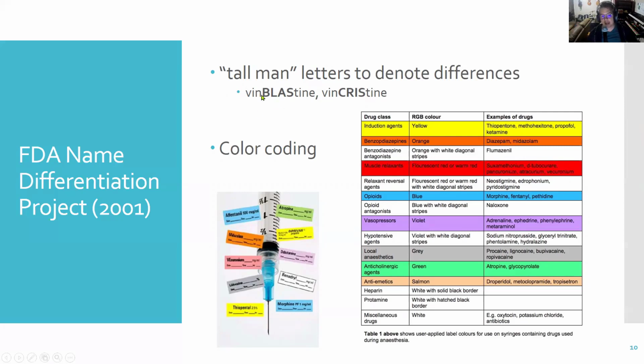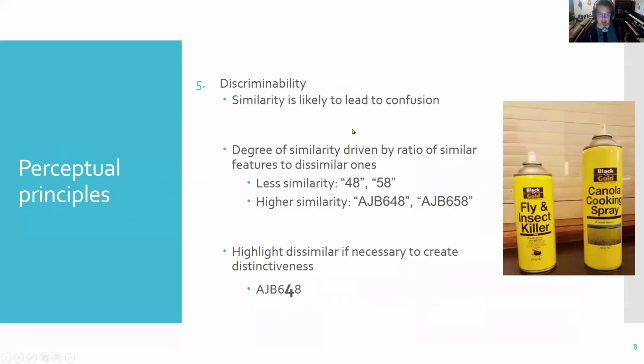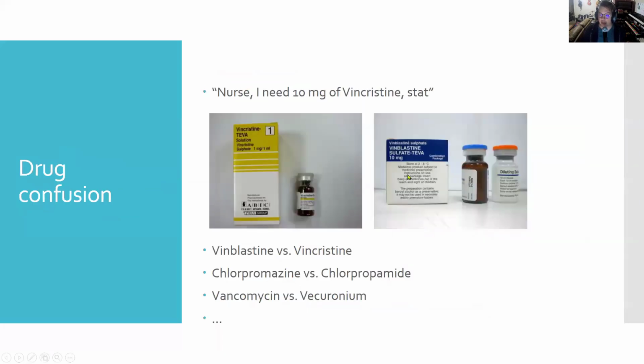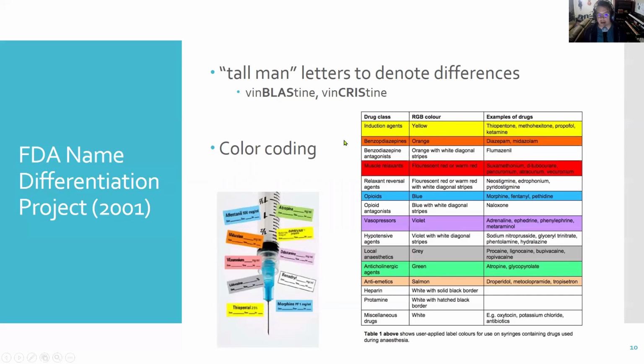Okay, so they will take the BLAS in vinblastine and the CRIS in vincristine, and those will be the bolded, large, different letters, just like this, highlighting dissimilarity, just like that. That's what the FDA did with drugs, and that became a universal requirement here. They also used color coding, and I'm going to talk about color coding later in this topic.